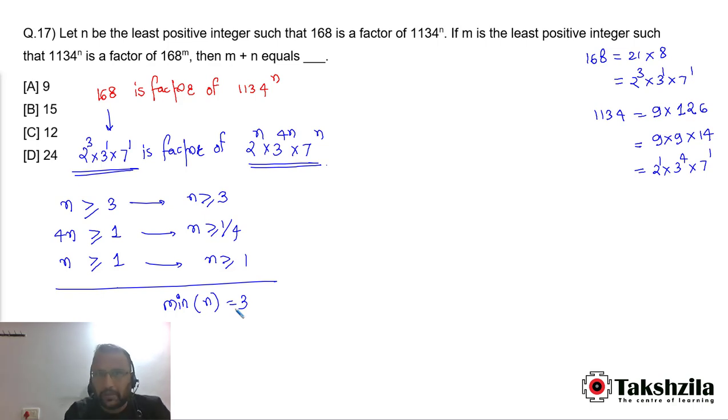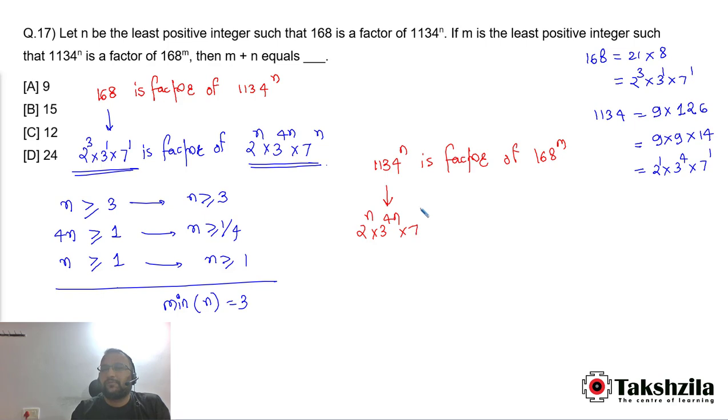ये हो गया first statement. Now let's have a look at the second statement. Second statement says that 1134 to the power n is a factor of 168 to the power m. Over here we need to find the minimum value that m can take. So 1134 to the power n is 2 to the power n into 3 to the power 4n into 7 to the power n, is a factor of 168 to the power m, which is nothing but 2 to the power 3m into 3 to the power m into 7 to the power m.